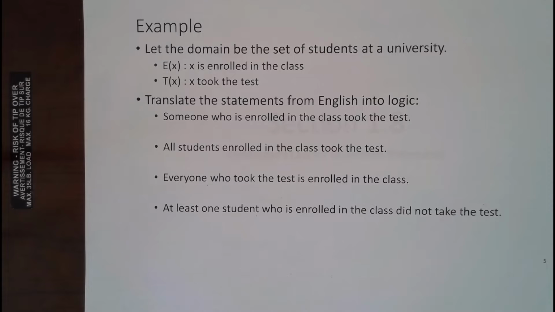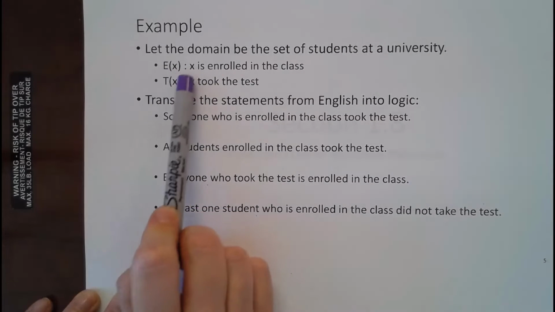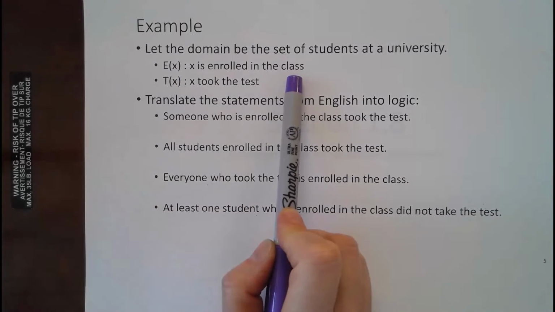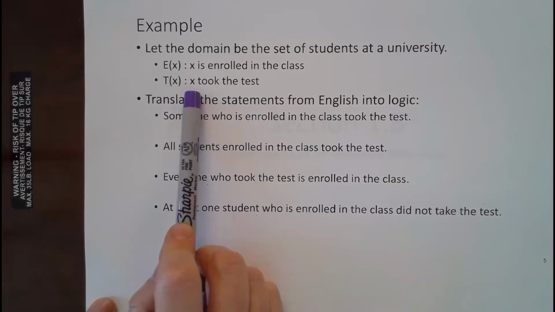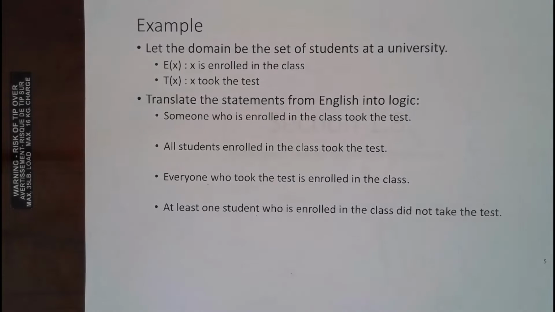Okay, and so E of x will be that the student that we're considering is enrolled in the class, whatever class we're thinking about, maybe it's our class, and then T of x would be the predicate for that person took the test. Okay, so we want to translate statements from English into logic. Usually if you can get them into logic, they're much easier to work with.